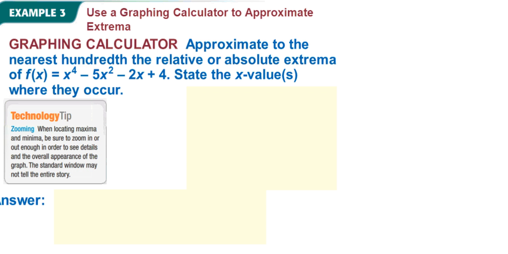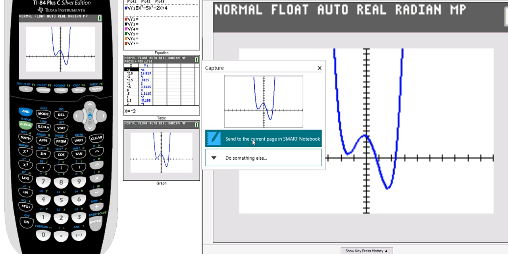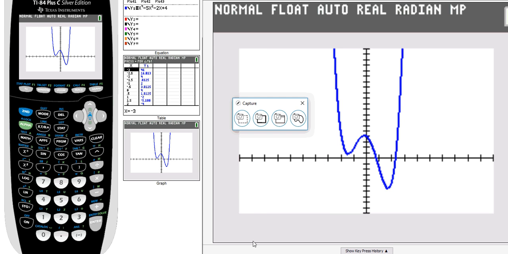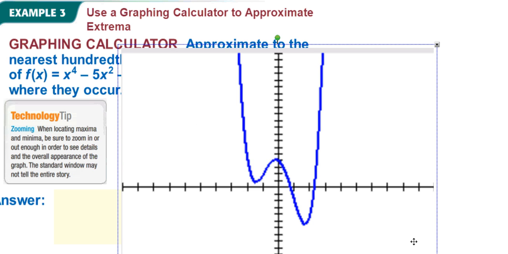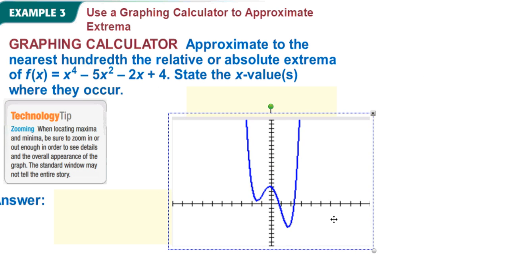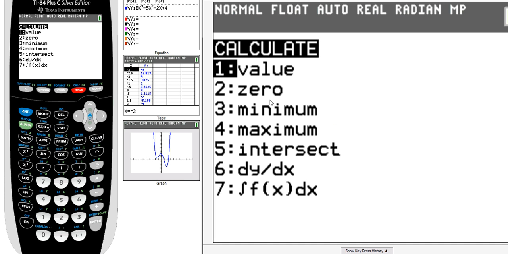And so I am going to also take a picture of that. Here it is, and our graph just looks like this. And so there's that picture. Then you just know how to find those values as you go. And so maybe I'll do one of them. I'm going to press second, calculate. I'll do a minimum first.